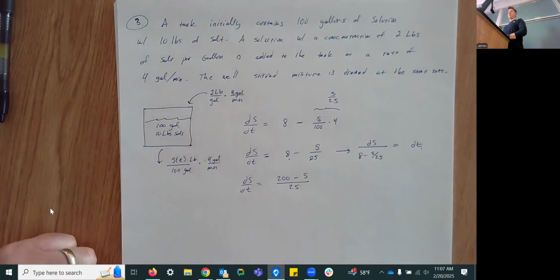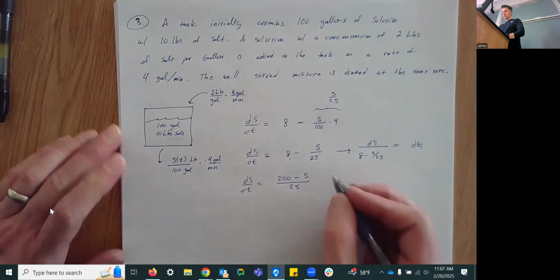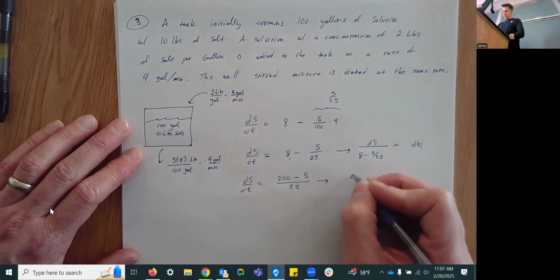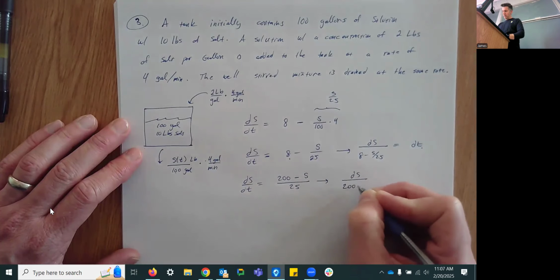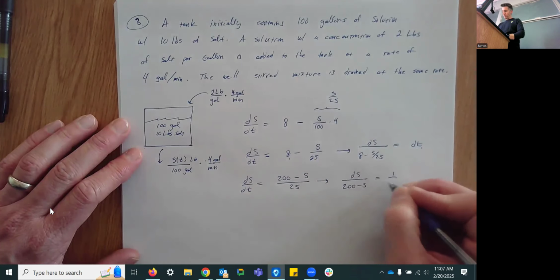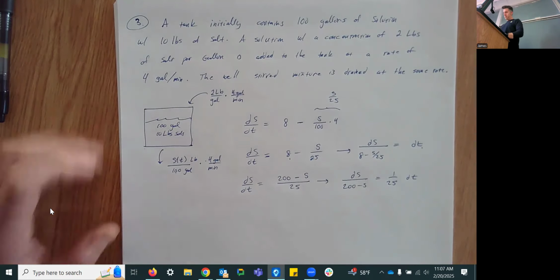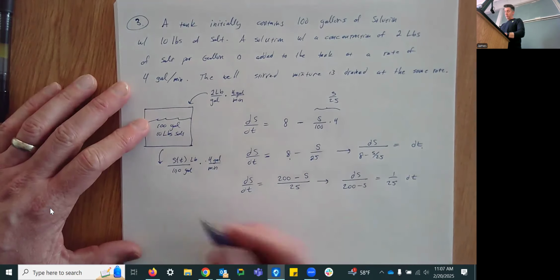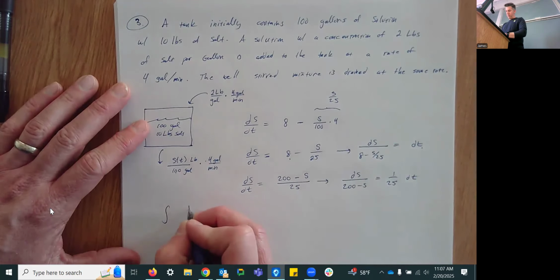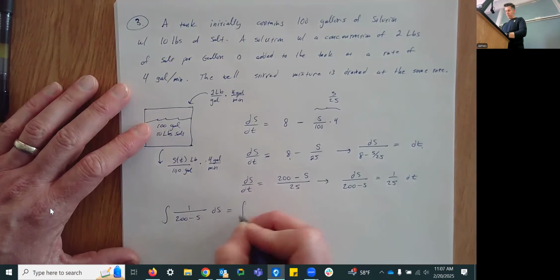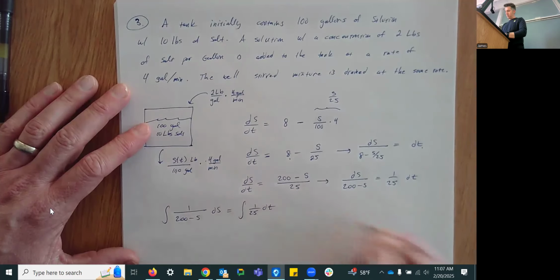And now I'm going to separate this by dividing both sides by 200 minus S and multiplying both sides by dt. So I end up getting that ds divided by 200 minus S is equal to 1 over 25 times dt. Then we're going to integrate both sides. We have the integral of 1 over 200 minus S ds is equal to the integral of 1 over 25 dt plus c.